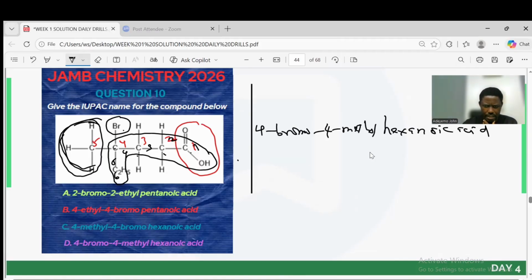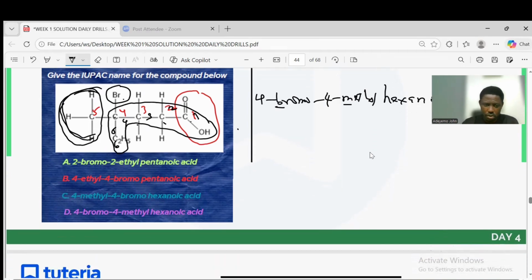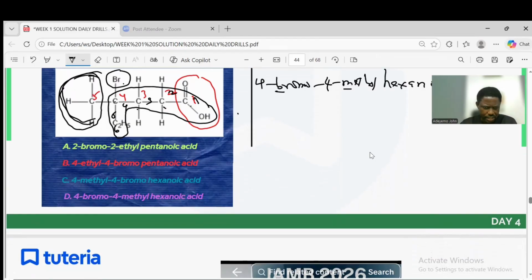All right. Why did I name bromo first? Because B comes before M. Whenever we have substituents of different kinds, we name them in alphabetical order. So that is in alphabetical order. So 4 bromo, 4 methyl hexanoic acid. Okay, so that is the answer there.